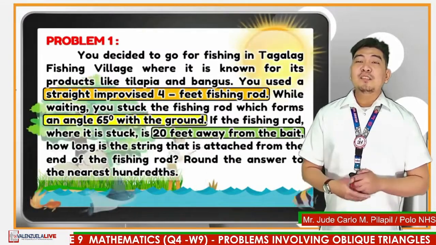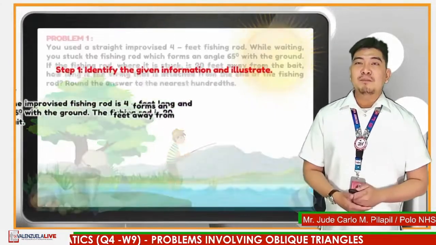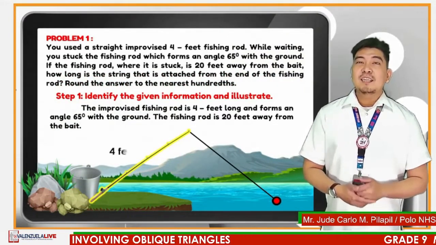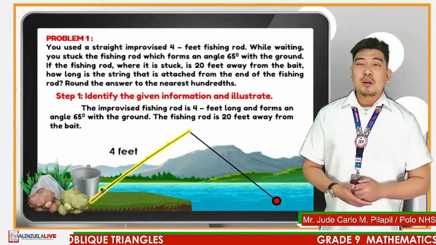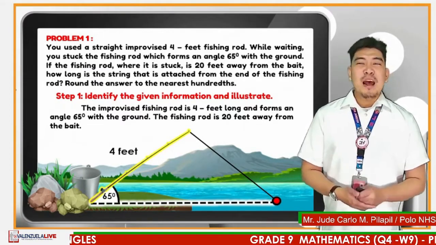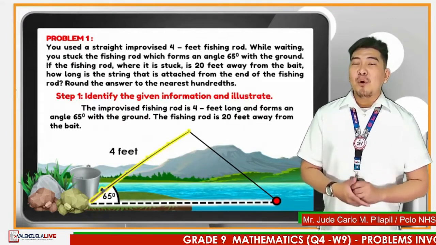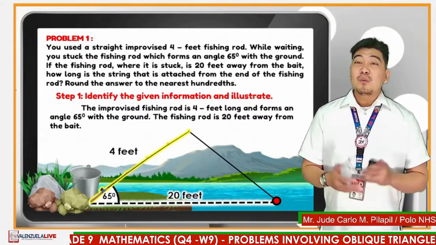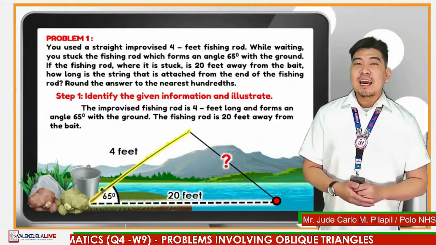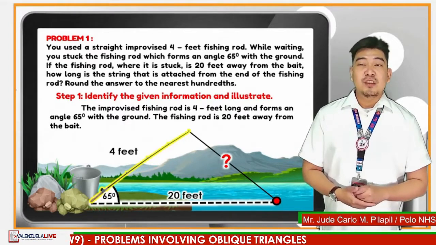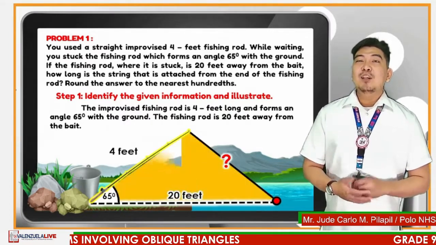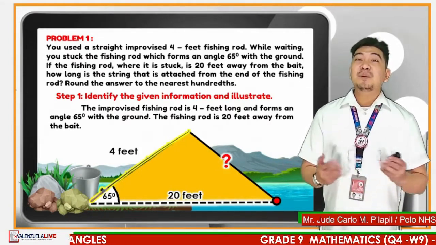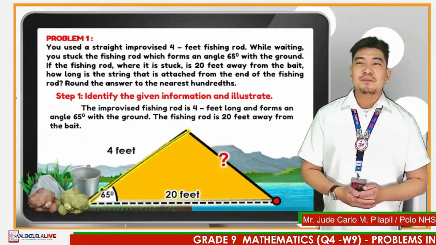Let us use these facts as we illustrate the problem. The straight improvised fishing rod is 4 feet long. It formed a 65-degree angle with the ground. The distance from the point where it is stuck to the bait measures 20 feet. We are asked to find the length of the string that is attached at the end of the fishing rod. If you can see, an oblique triangle is formed. Let us use this figure as we determine the formula to be used.